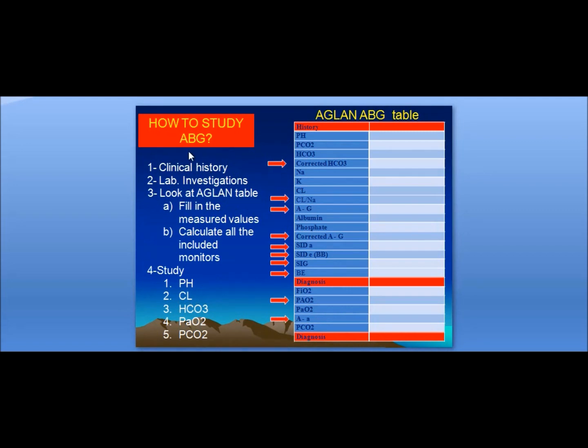How to study ABG? Four items. Number 1, listen carefully to the clinical history. Number 2, study the lab investigations, including the ABG chart. Number 3, look at this Aglan ABG table to fill in the spaces, measured and calculated. Number 4, back to this Aglan ABG table to study pH, chloride items, bicarbonate items, oxygenation state of the lung, and ventilation state of the lung.